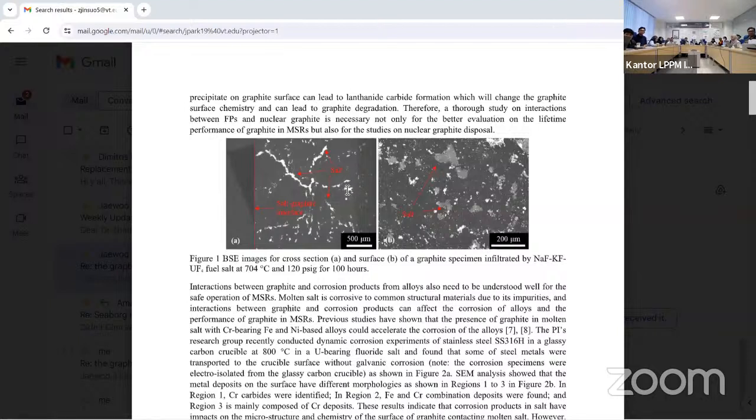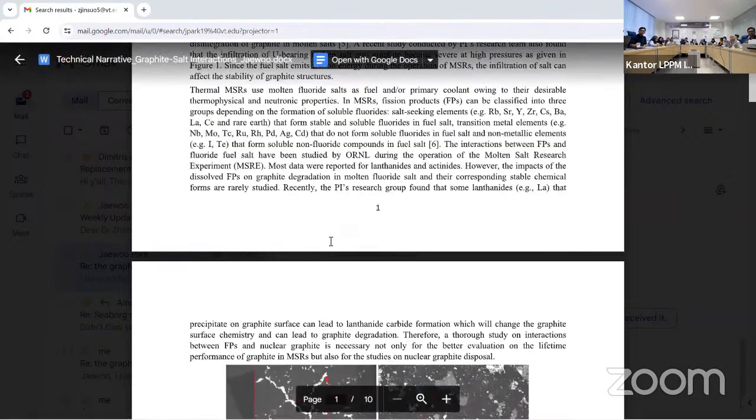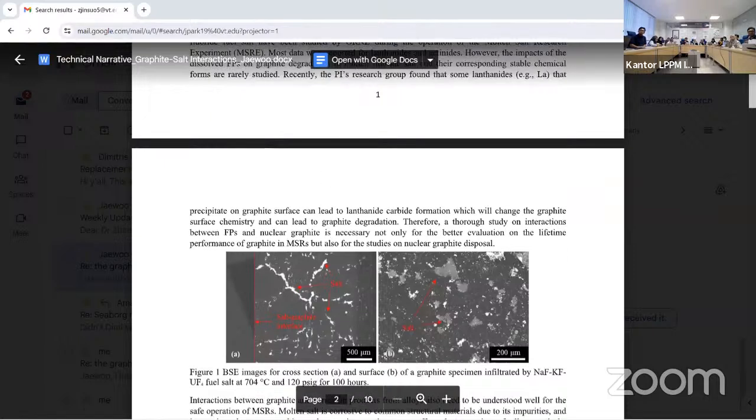Yeah, we do a lot of tests on this. This program ran 100 hours, 120 hours at 704. 704 is the operating temperature of the second reactor. So this is something we need to solve.